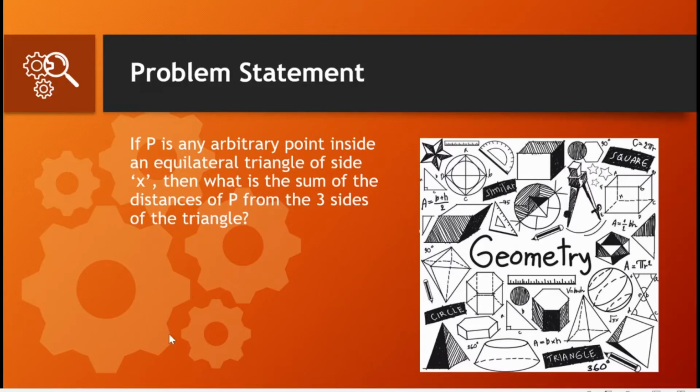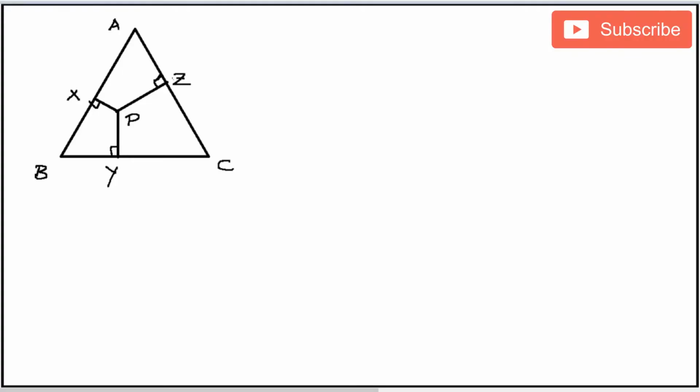So let me draw a very simple figure of an equilateral triangle, and let me call that triangle ABC. And within this, I'm just taking a random arbitrary point P such that PX, PY and PZ are the perpendiculars which are being dropped from this point P onto the three sides AB, BC and AC respectively. So basically I'm trying to find the sum of these three perpendicular distances of P from the three sides of the triangle. I'm trying to find the value of PX plus PY plus PZ in terms of X, where X is the length of the side of this equilateral triangle.